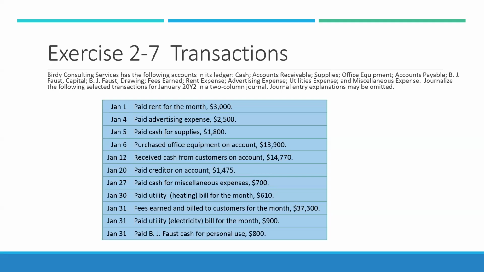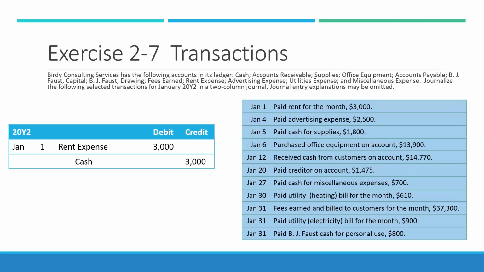So we're going to go over each of these transactions and just go over what the journal entry is going to be for each of them. For rent paid for the month, $3,000, that would be a debit to rent expense, credit to cash, right? And so we have our date, the title for each account, and then debit and credit.